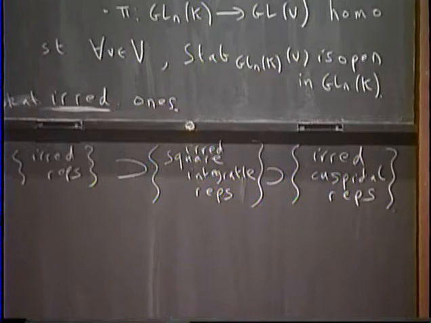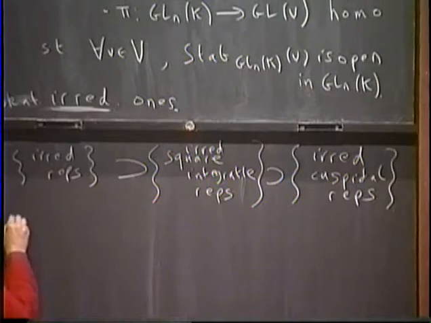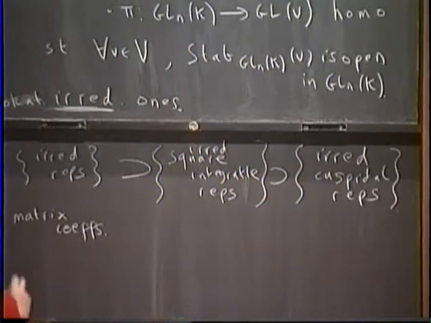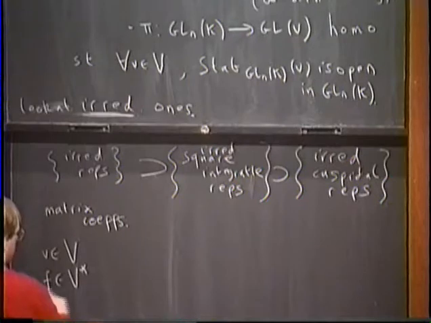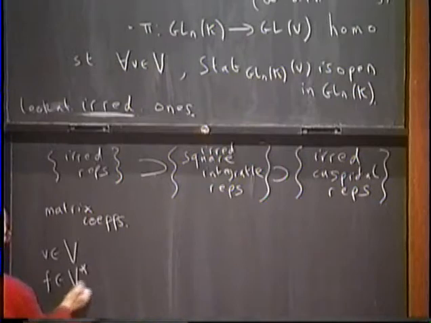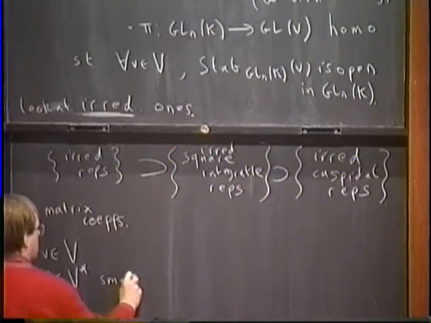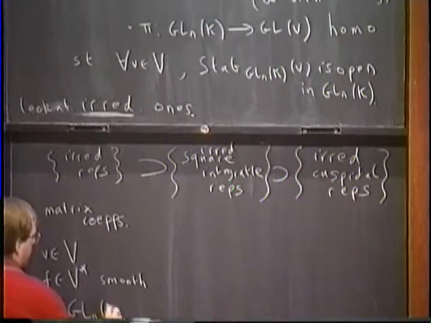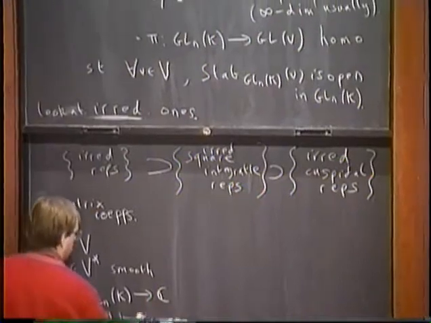And the simplest way to quickly give a definition of these is via what's called matrix coefficients. So if you have v in the space V and f in its smooth dual, just a linear form on V, which with respect to the dual representation on the dual is a smooth vector, has open stabilizer, then the corresponding matrix coefficient is the map from GLN of K to the complex numbers that sends g onto f of gv.